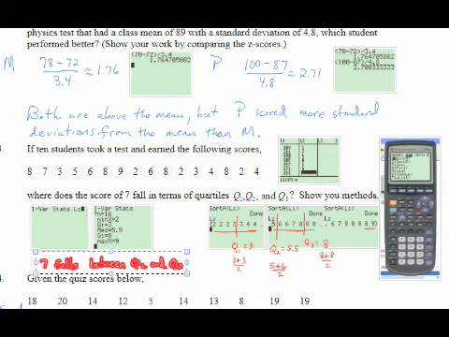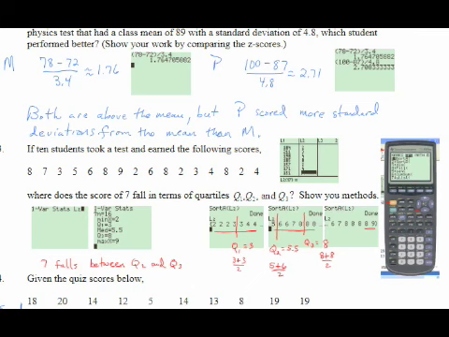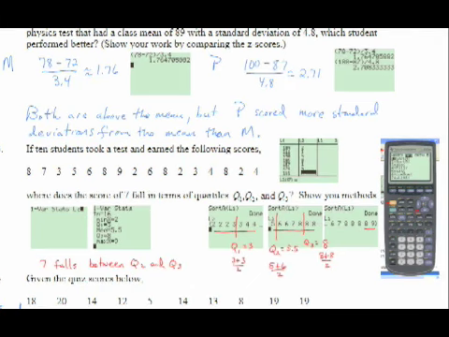So I show you the calculations of Q1, Q2, Q3. So I can see that 7 falls between Q2 and Q3.